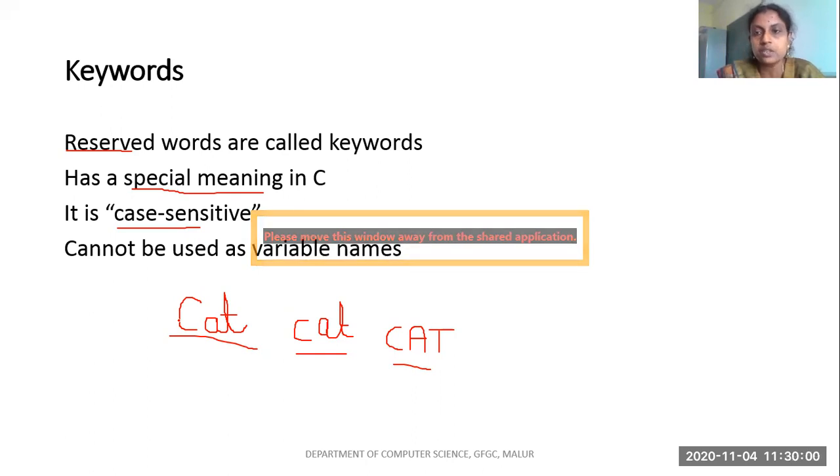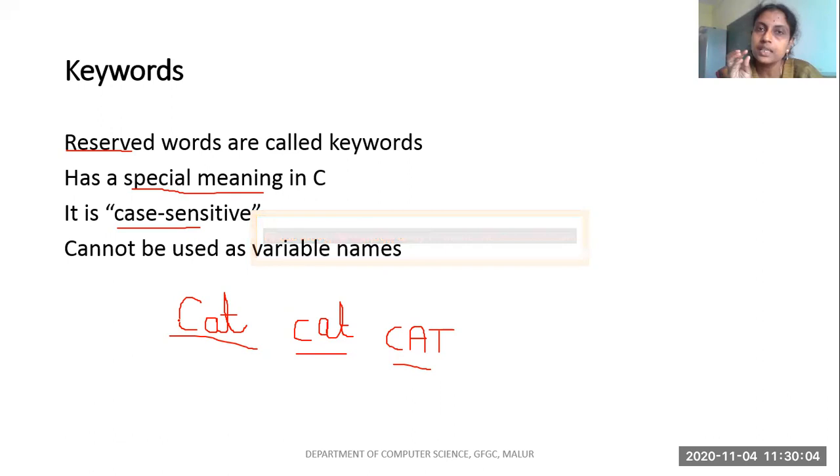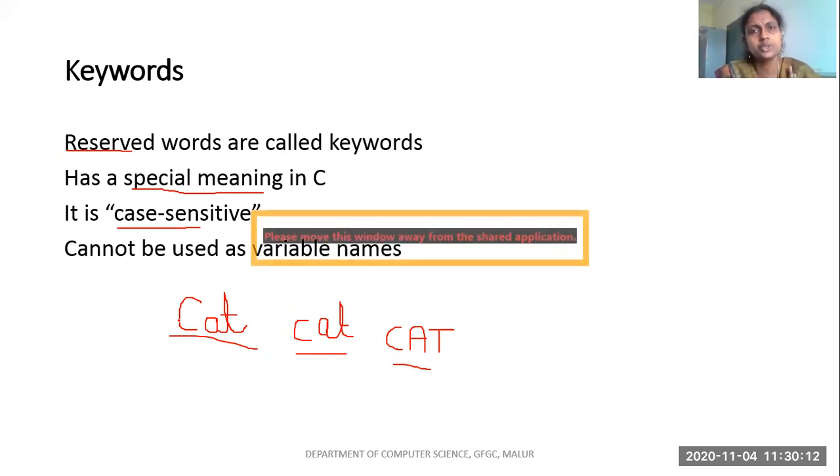So in keywords also, if they are given in small letters, you should write in small letters. If it is given in capital letters, you have to write in capital letters. Mostly keywords are given in lowercase, everything will be in lowercase, and you should write everything in lowercase. These kinds of words cannot be used as variable names.